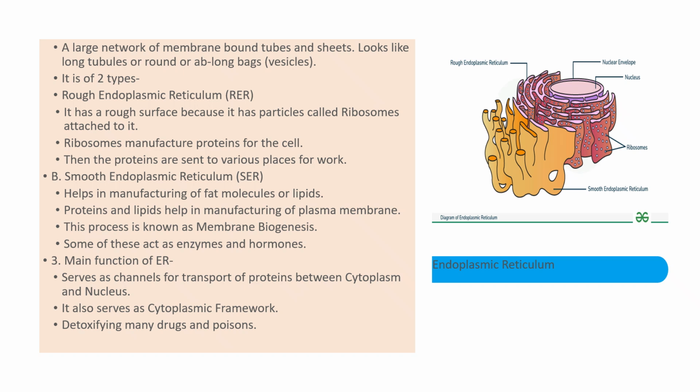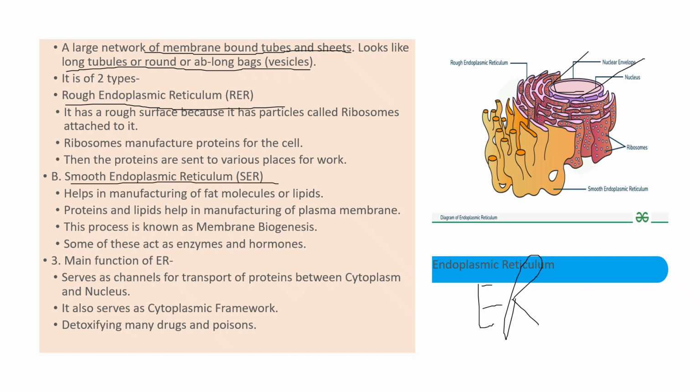Let us see about the endoplasmic reticulum. Endoplasmic reticulum is also known as ER. It is the short form of endoplasmic reticulum. Endoplasmic reticulum is always near to the nucleus. You can see here, endoplasmic reticulum is a large number of membrane bound tubes and sheets. It looks like long tubules or round or oblong bags. It's of two types, rough endoplasmic reticulum and smooth endoplasmic reticulum. Now, why is rough endoplasmic reticulum rough and why is smooth endoplasmic reticulum smooth?